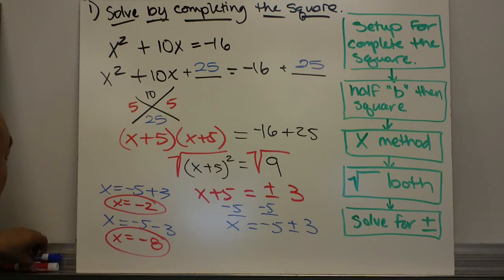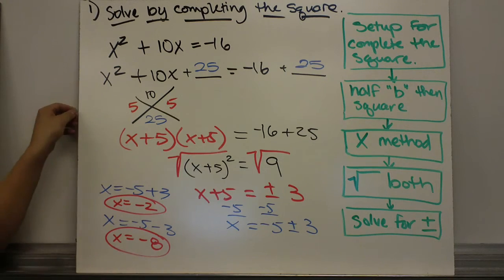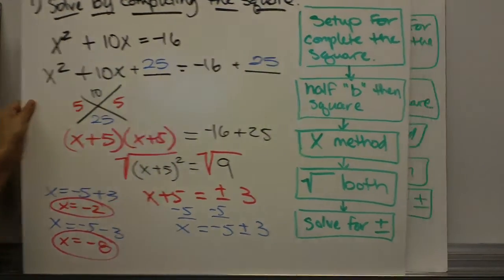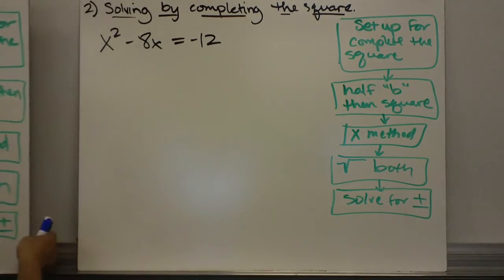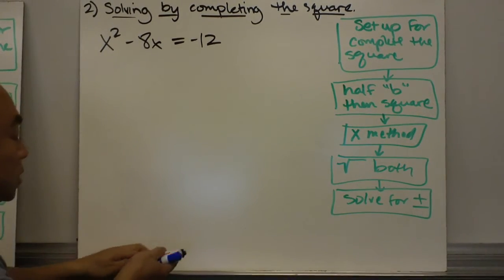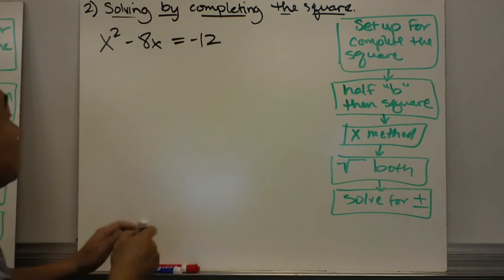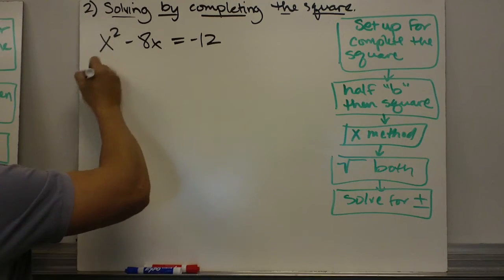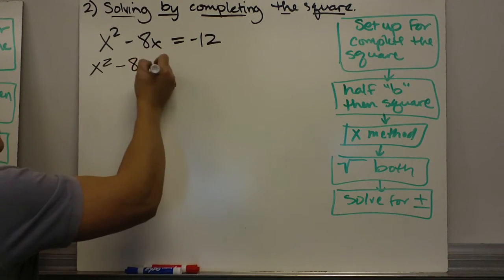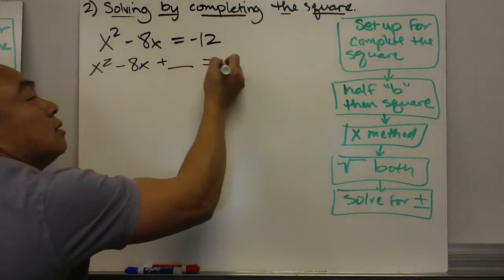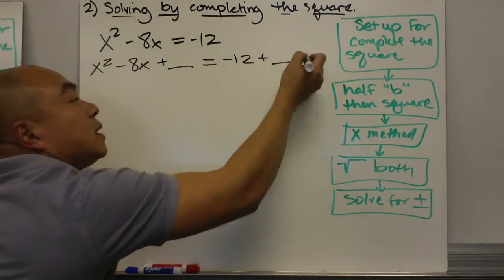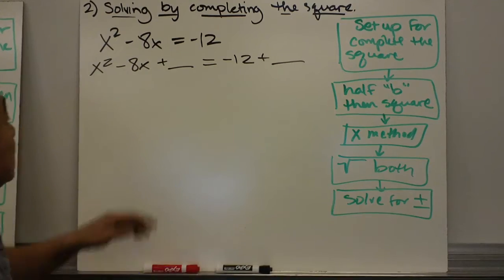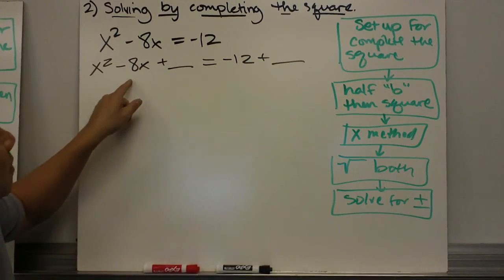All right, let's go and try another one. All right, so let's do it again. So we're going to go and set it up. So here we have, again, x squared minus 8x, negative 12 plus blank.